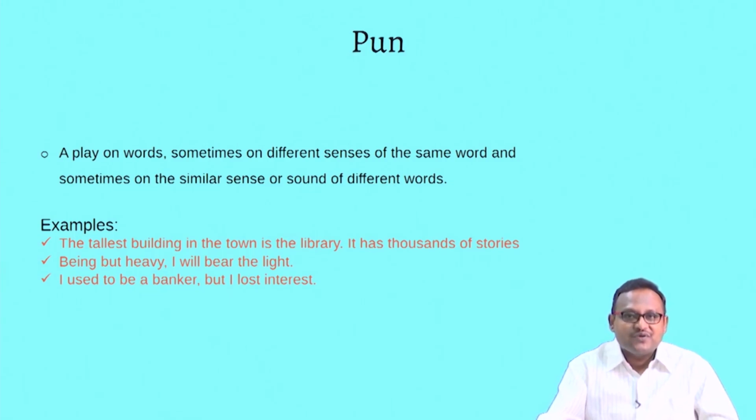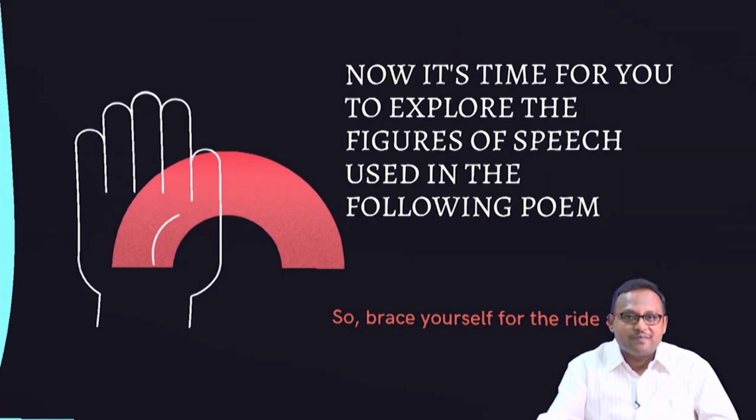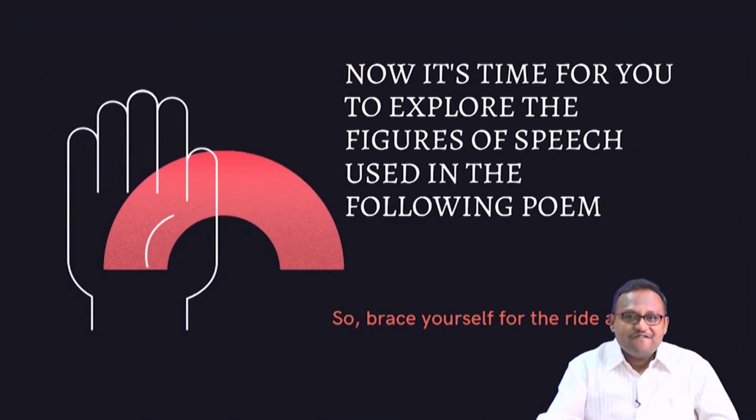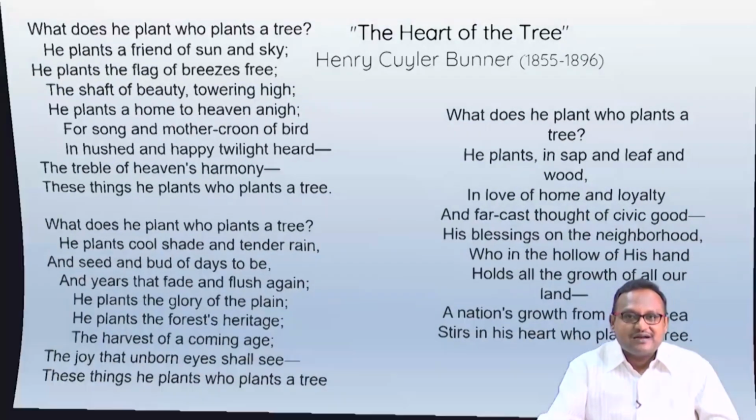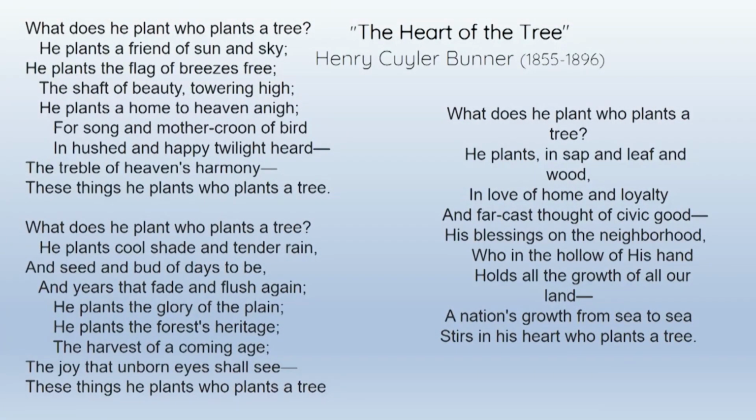So, I am going to give you an extraordinary poem. Let us see if, based on your understanding of the figures of speech that we have discussed in these two classes, you can identify at least a few of them. This is an extraordinary poem by Bunner called The Heart of the Tree. For want of time, I will not be able to read this entire poem, but you can take a screenshot of it.